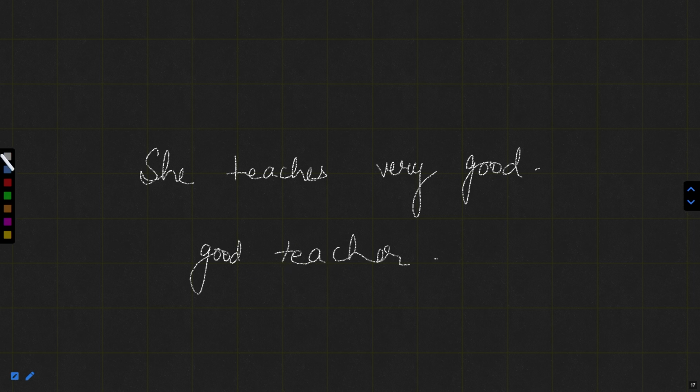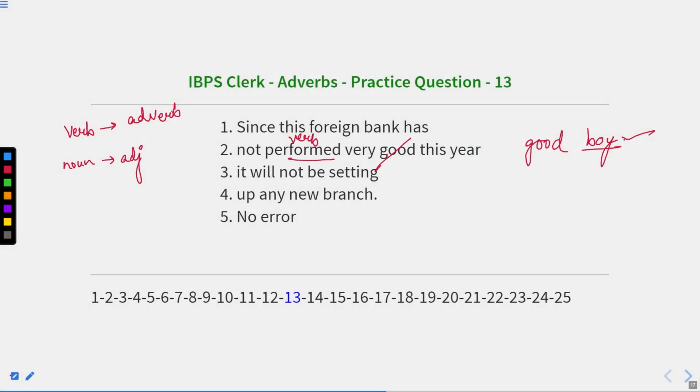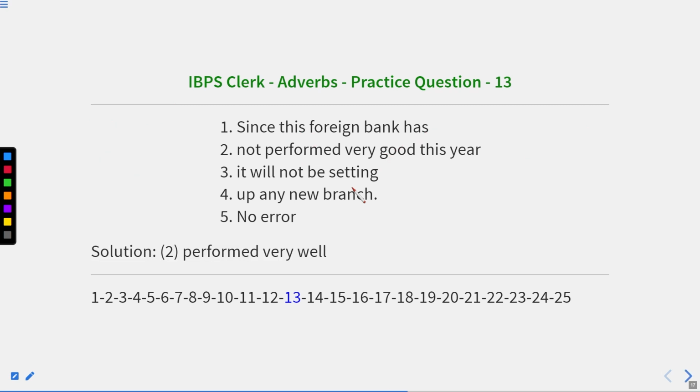Now in these two, one phrase and one sentence, if we look at this phrase, we have teacher, that is a noun, and good is an adjective which is qualifying this noun. But if I say she teaches, it means this is a verb and this is an action. Very good, can I say very good teaches? No, not at all. Therefore this word good is incorrect over here. Instead we should write the word well. So the adverb for the word good is well. Therefore the answer over here is performed very well this year, not good. So the second part contains the error.